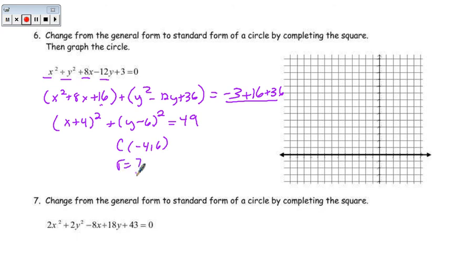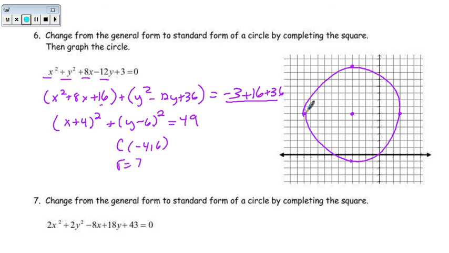So we're going to go to negative 4, 6. 1, 2, 3, 4. 1, 2, 3, 4, 5, 6. Remember, we count up the radius, down, left, and right. So we're going to count 7 each time. 1, 2, 3, 4, 5, 6, 7. And again, try to make it look like an actual circle.